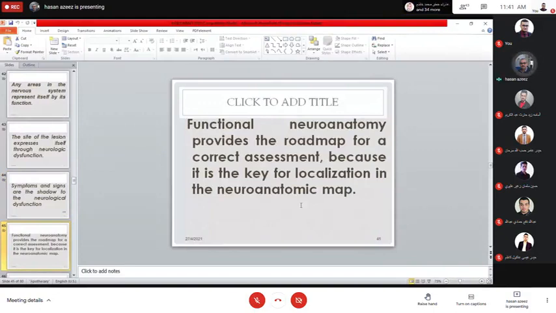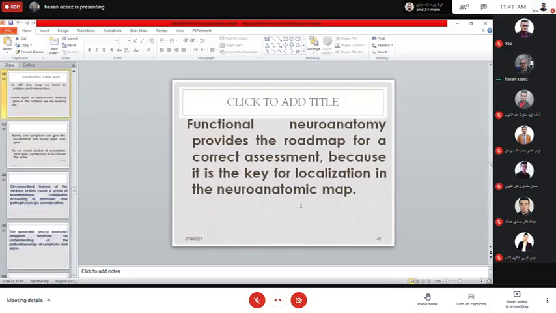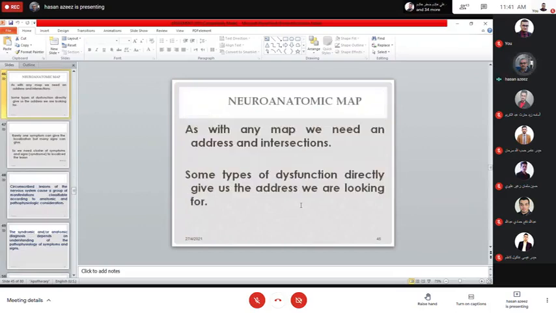Functional neuroanatomy provides the roadmap for correct assessment because it is the key for localization in the neuroanatomical map. I know the map. I will detect the lesion according to its shadow, the clinical manifestation. As with any map, we need an address or intersection.